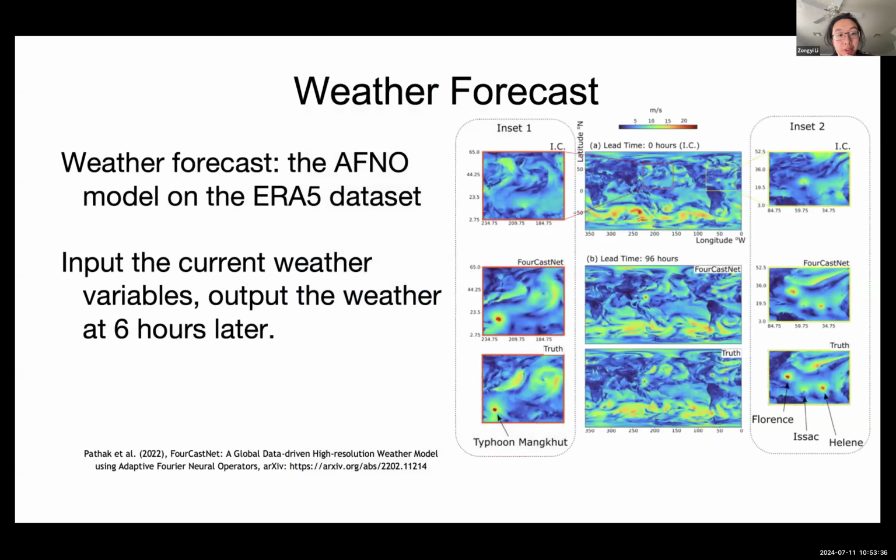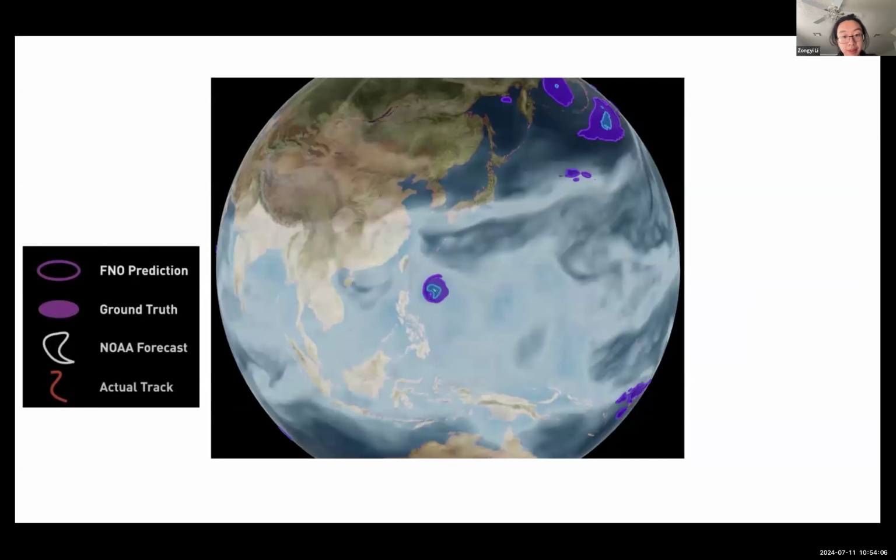So thanks to the European Centre for Medium-Range Weather Forecasts, we have the large ERA5 dataset. And recently, the NVIDIA team also has a similar weather forecast dataset that contains even larger data. So for this kind of data, we can train adaptive Fourier neural operators, given the weather history, to predict what happens in the next 6 hours. Let me show one example.